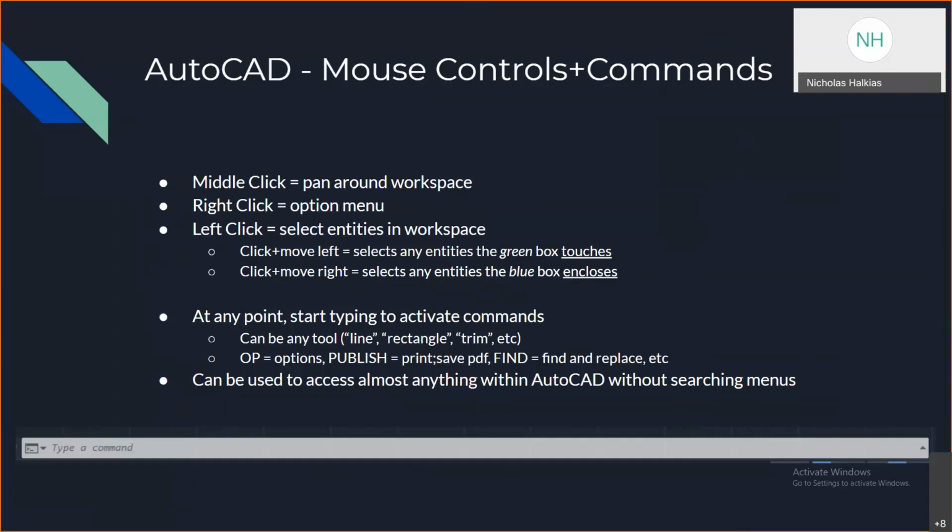But it doesn't only work for tools. You can type in OP to open the options menu. You can type UN to open up your unit options. You can type in publish so you can print or save as a PDF. You can type in find for a find and replace tool. So the command line is incredibly useful because even if you don't know where something is, you can just type it in and use it. That's something really cool about AutoCAD.